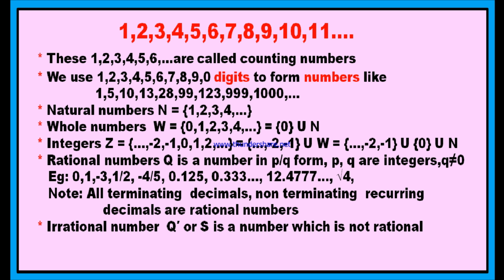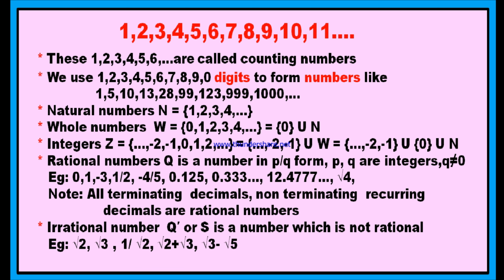As you know, the rational numbers are represented by Q. Now irrational numbers are represented by Q dash, or they are also represented with S. An irrational number is a number which is not rational. Every non-rational number is called an irrational number. Here are the examples for irrational numbers.